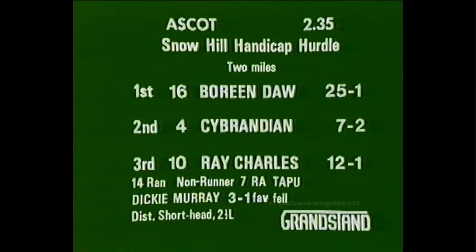So it's 3-3 in the series at that stage. We'll be back for the vital and crucial game in that World Series in just a moment or two. Meantime, you'll be wanting the starting prices for our last race from Ascot, the 2:35. Boring Door, you know, won it at 25-1, though. Simbrandian second at 7-2, and Ray Charles third at 12-1.